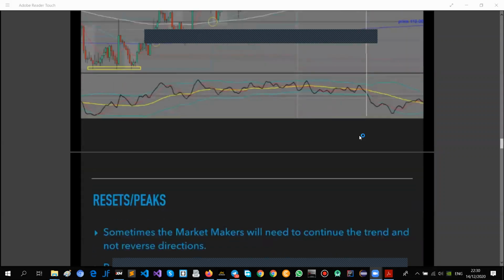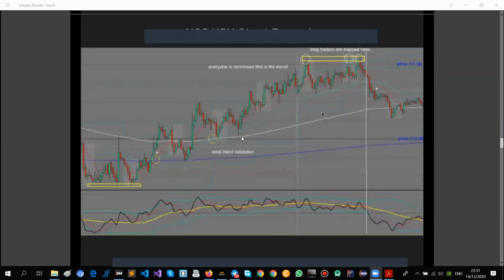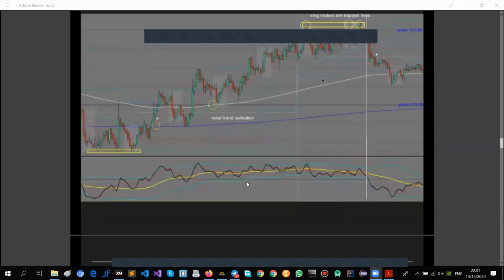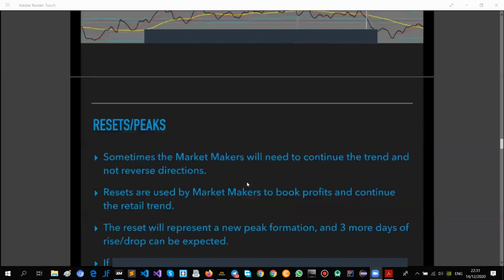So that's all about the trends, guys. We talked more about these things under the levels section. So now we're getting into the most beautiful part that I love: resets, or peaks.